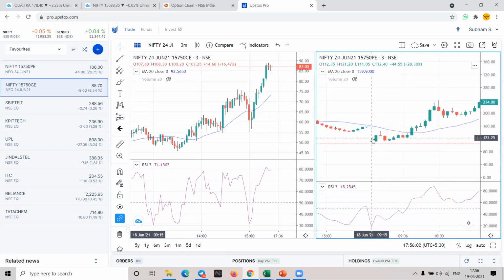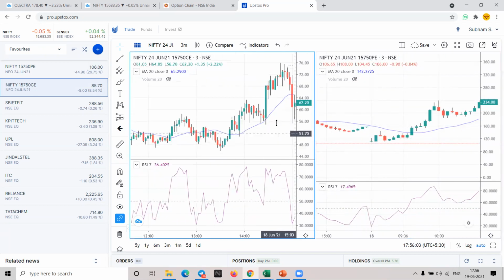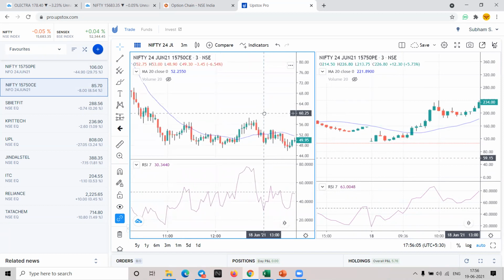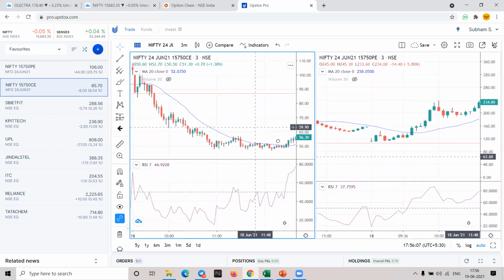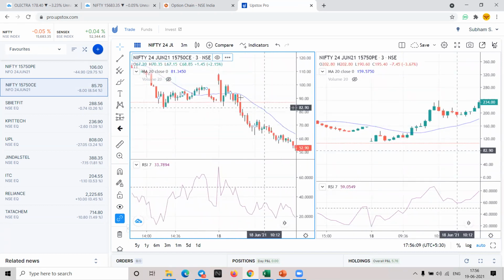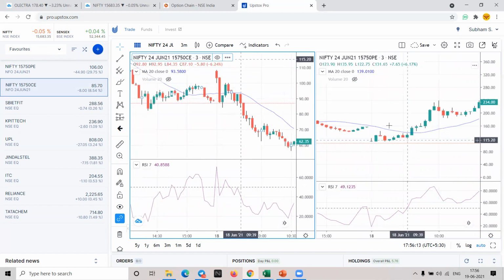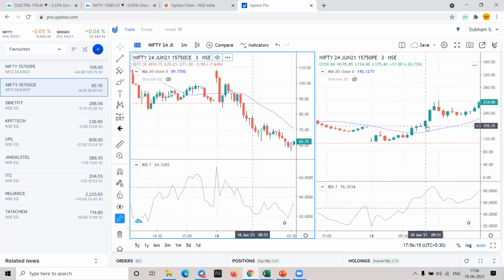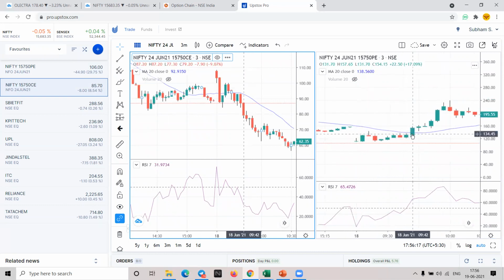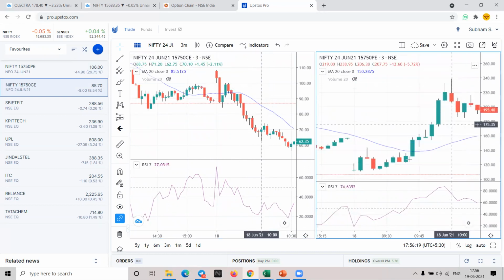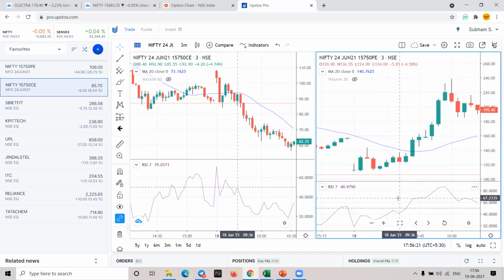So if you just look at here, there is a block candle at 9:18 on the 18th. At the same time, there is a block kind of candle here. And if you just look at here, this is a perfect entry. Block candle going from below, RSI value going from below 50 to above 50, and with a strong candle.